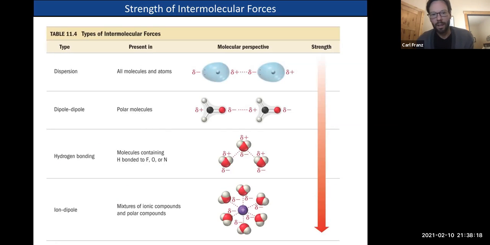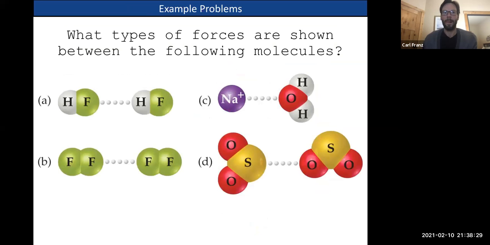And this is ranking the strength of the intermolecular forces from dispersion to dipole to hydrogen bond, and then the strongest being ion dipole. And then we went over this problem, what kind of forces are happening between these molecules. And again, if you don't know, then look at the recording of this lecture, because all of these slides are from the lectures that we've done.